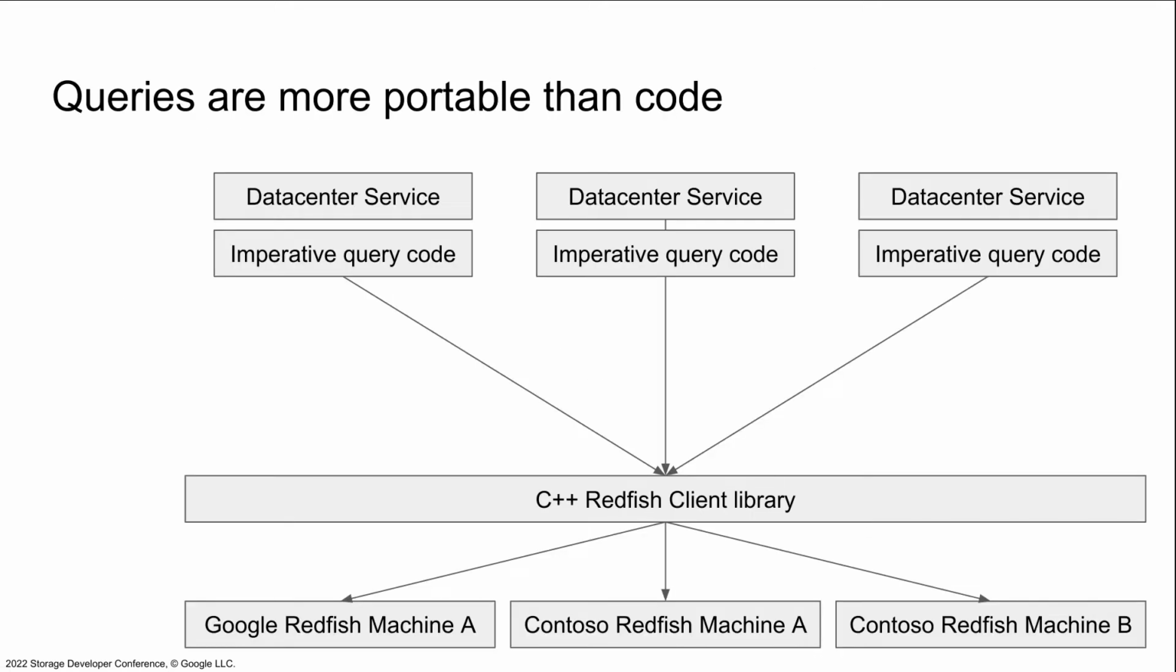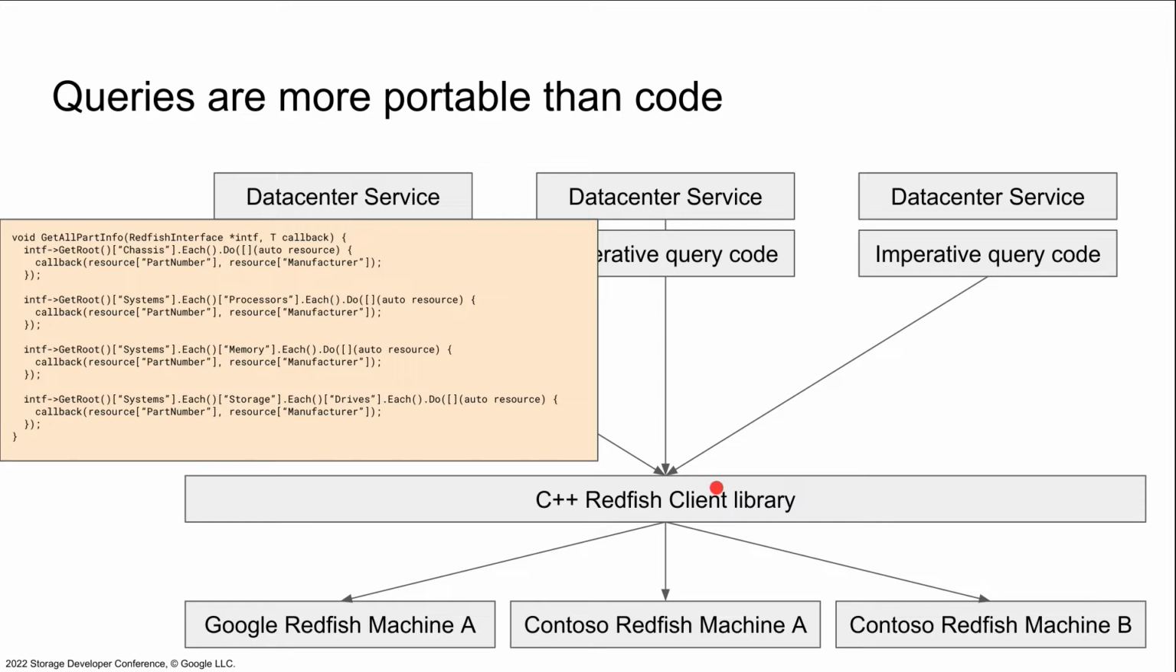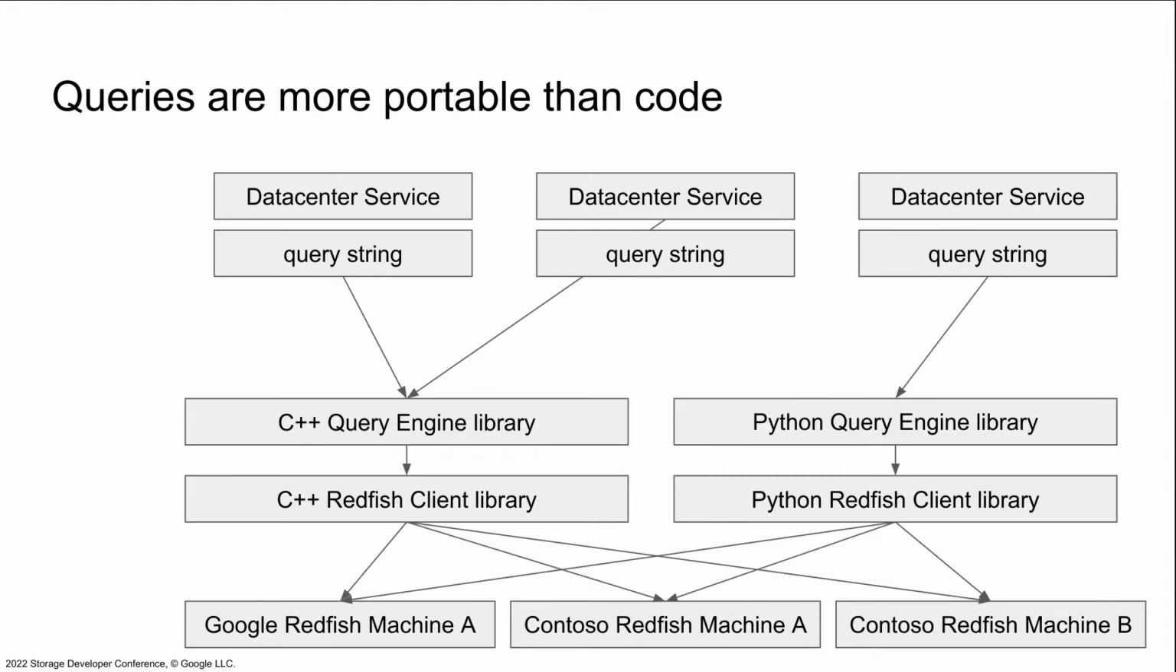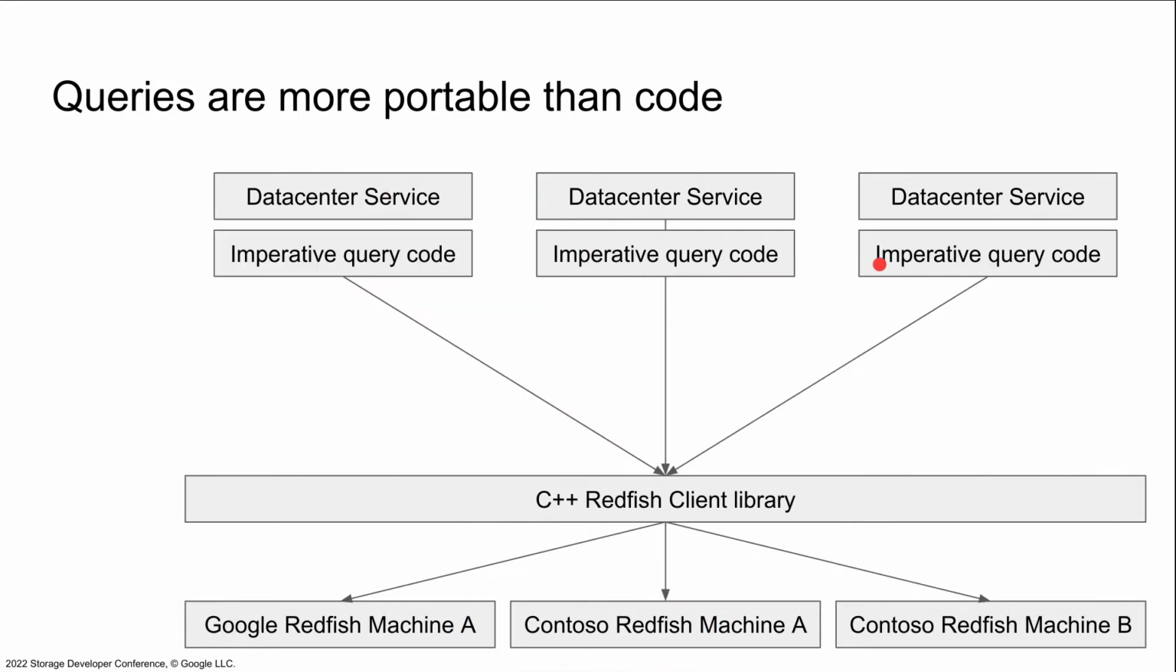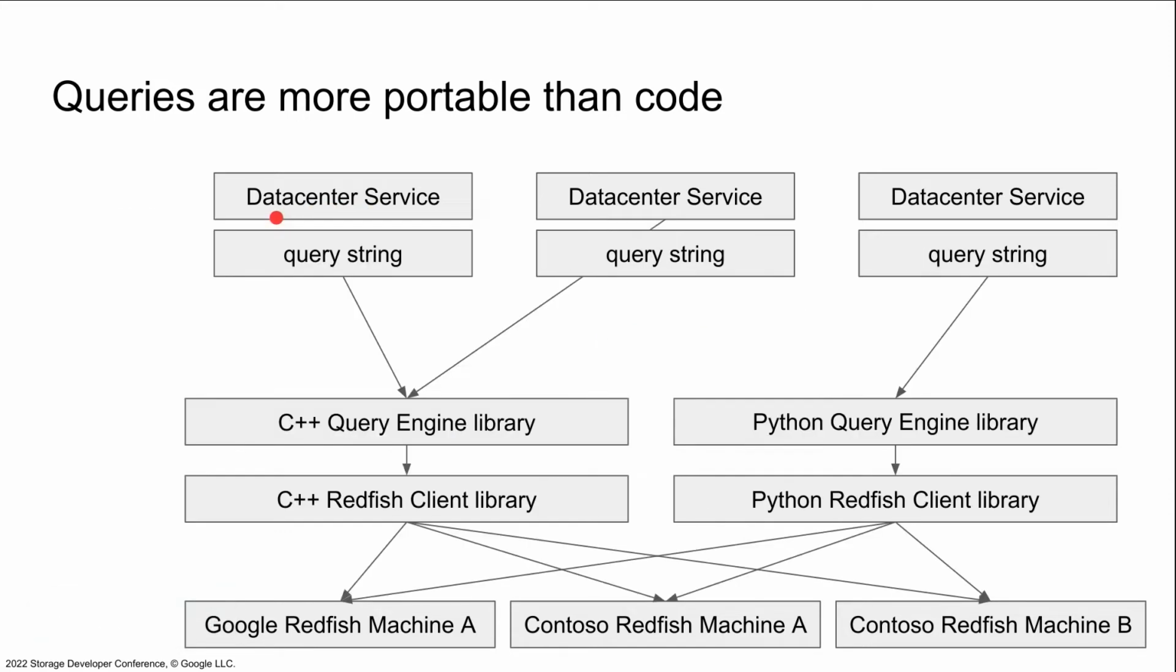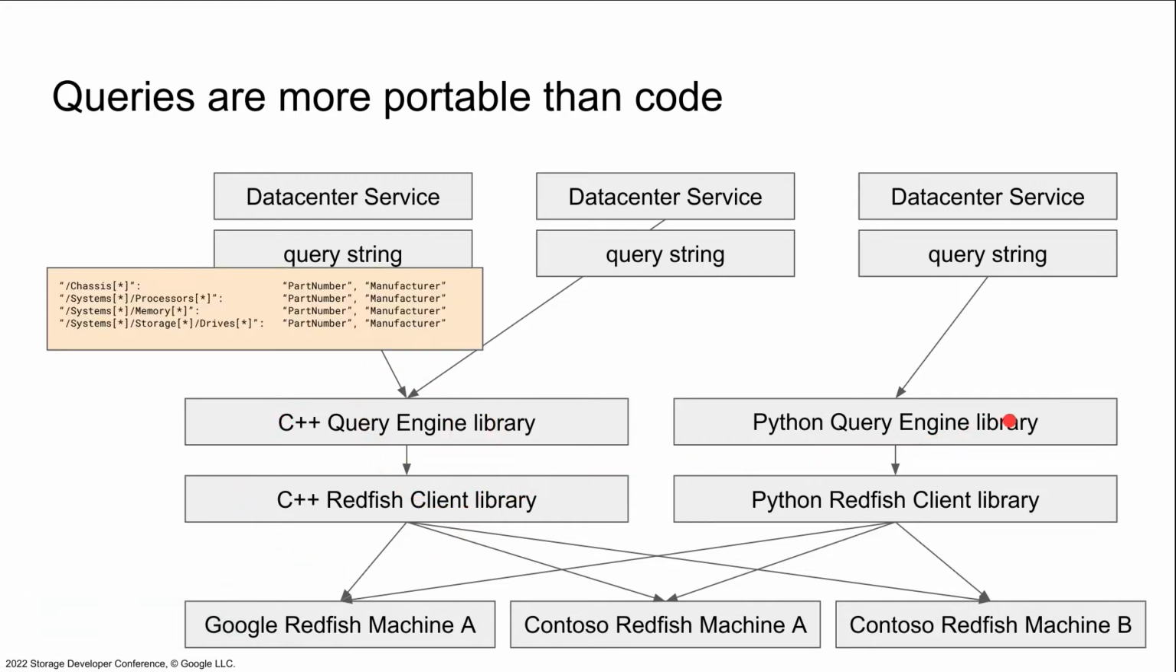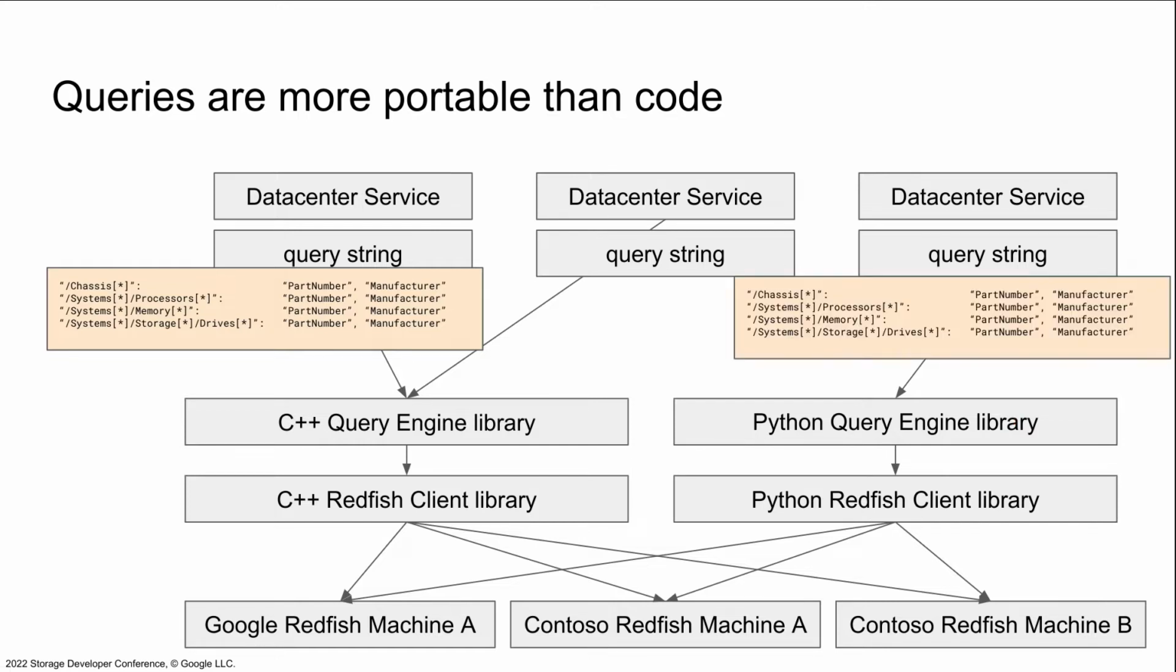So the thing we like about this concept is that queries are more portable in code. If you had 3 services, they all have to use the same Redfish client library in order to share the same code. This is kind of the state we are at today. And where we want to get to is a way for us to have, instead of imperative query code, query strings. So all of our users would supply strings, and there are language-specific engines which would support them. And that way, you can reuse queries across different services, regardless of language, regardless of who is writing the queries.